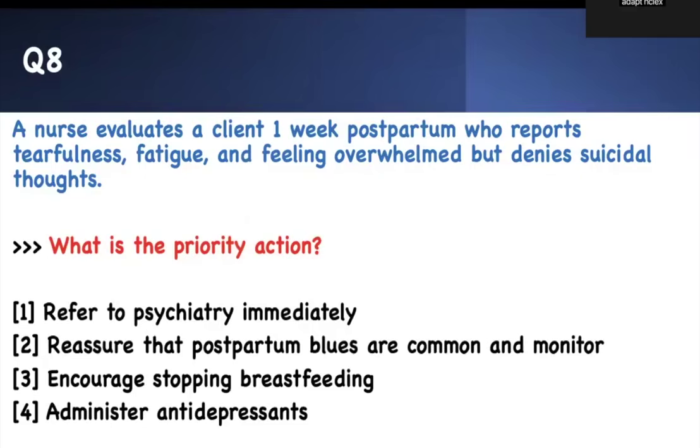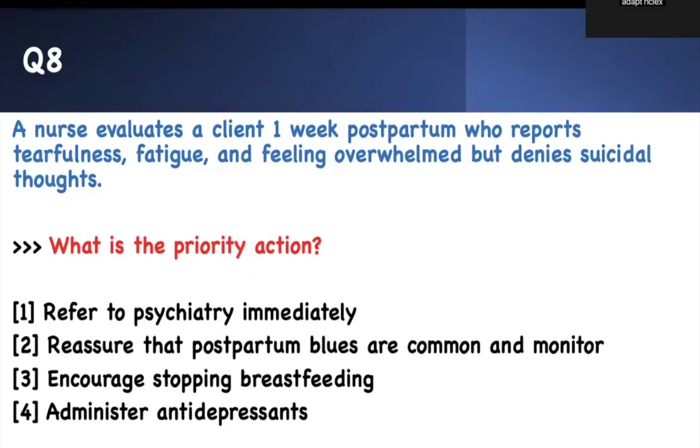And let's evaluate a client 1 week postpartum who reports tearfulness, fatigue, feeling overwhelmed, but denying suicide. There's a reason why there's the word deny suicide, and it's 1 week early postpartum. Feel tired, tearfulness, right? Feeling overwhelmed. That means irritable, like emotionally, right? Very sensitive.